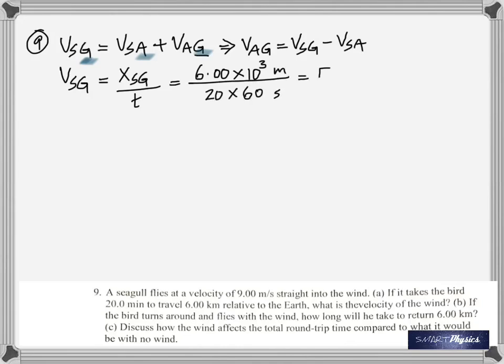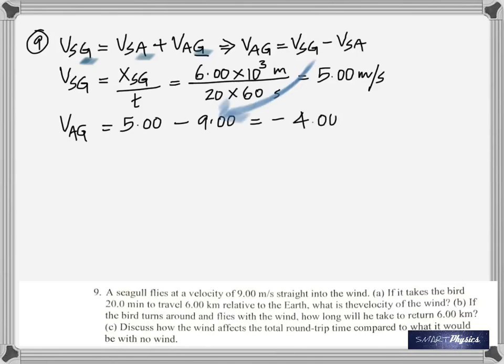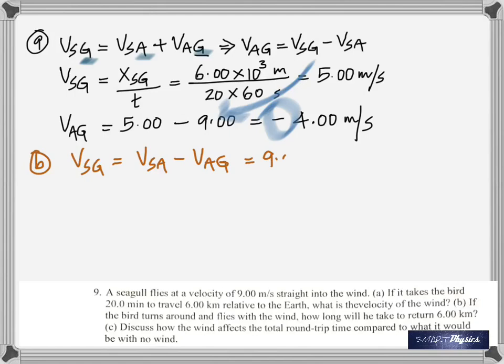and velocity is displacement divided by time. 6 kilometers is being changed into meters, so that is 5 meter per second. Therefore, when you substitute these values there, 5 minus 9, you get minus 4 meter per second. Of course, the wind is going against, that is why.